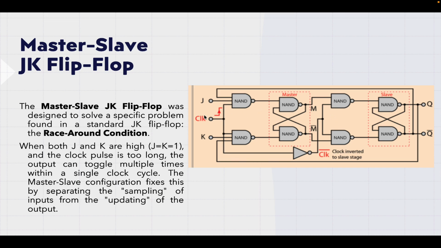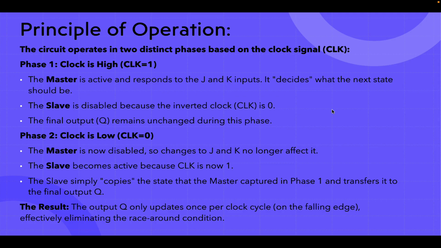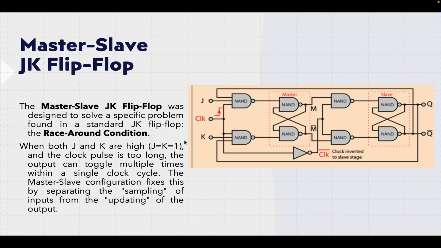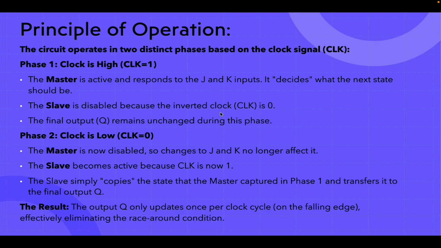So if you are giving clock as 1 here, the slave will be getting clock as 0. That is what you have discussed here. Principles of operation. The circuit operates in two distinct phases based on the clock signal. Phase 1, clock is high, then clock is low. So this is phase 1, this is phase 2. Clock is high, here clock is low. Then it will change. Let us see.